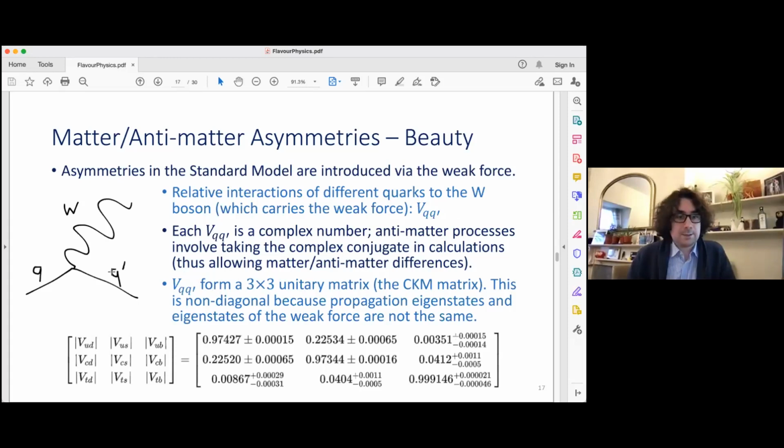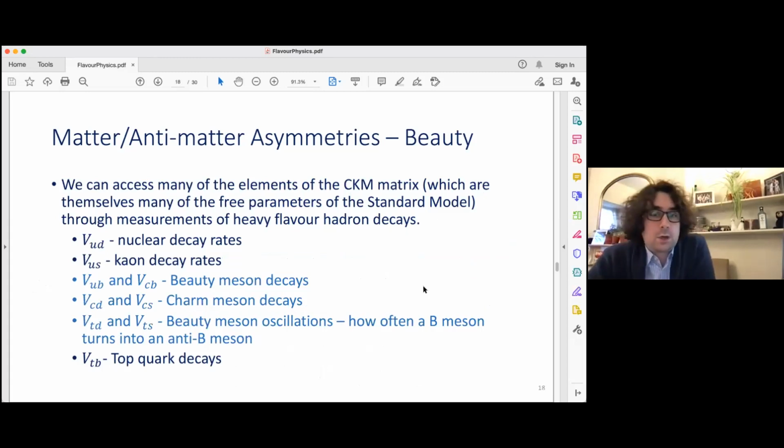And if I consider this coupling of the weak force, this V_qq' is actually a 3x3 unitary matrix known as the CKM matrix. And it's non-diagonal because the propagation states I have within the standard model are not eigenstates of just the weak force. And therefore, I've got off-diagonal elements. And we can access many of the elements of this CKM matrix, which are themselves many of the free parameters in the standard model, by making measurements of heavy flavor hadron decays. This is another reason why it's so good to look at heavy flavor hadrons.